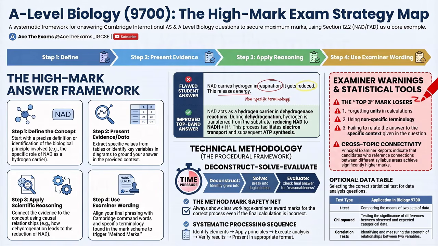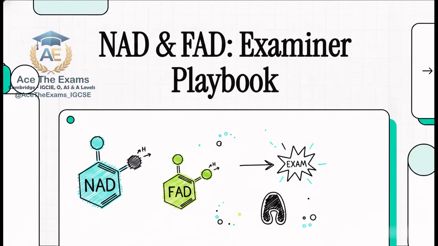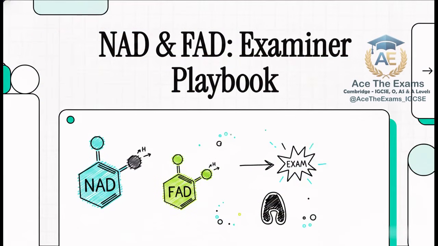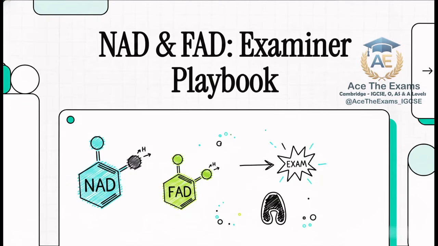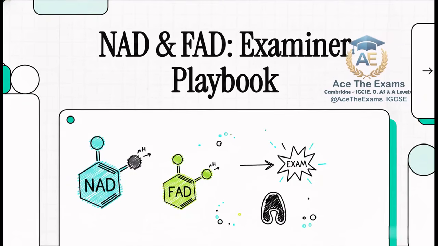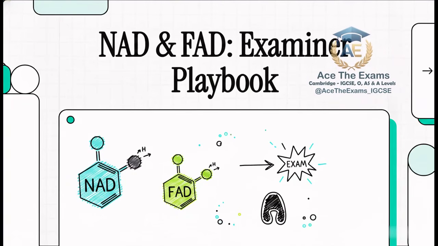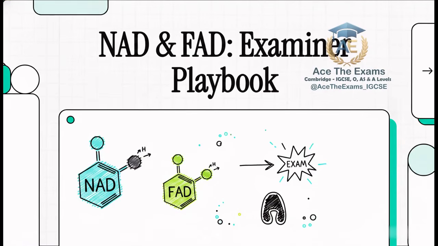Welcome, focused learners, to this essential explainer on Cambridge Biology 9700. Today, we're diving into something absolutely critical, the role of NAD and FAD in dehydrogenation. You know the drill. This pops up in almost every single exam series, so nailing it down is quite literally your ticket to securing those top grades.